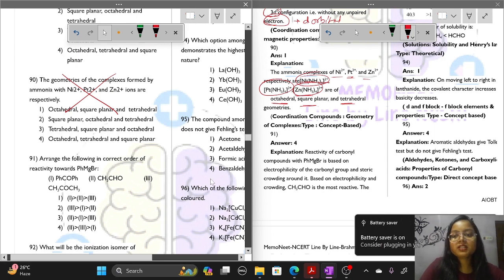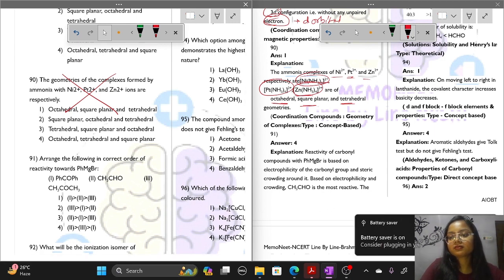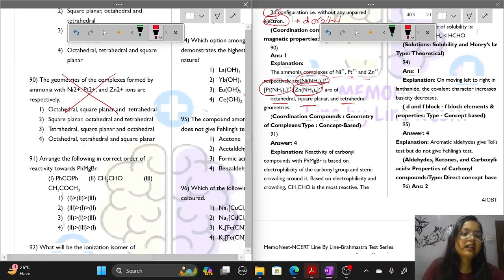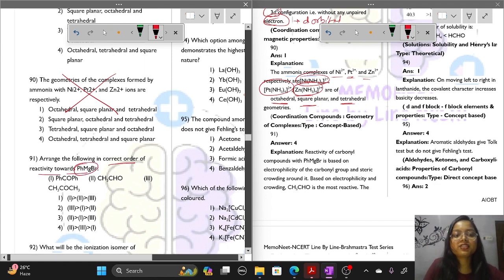For question number 91, arrange the following in the correct order of reactivity towards phenyl magnesium bromide. So for phenyl magnesium bromide, what happens?